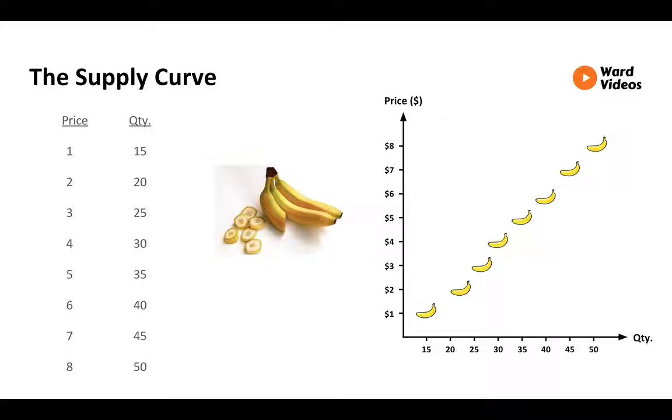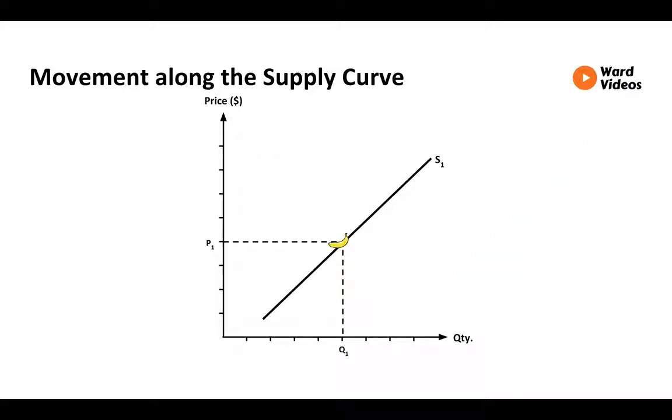We can then join the dots, or in this case bananas, and we get a supply curve. Let's call it S1, meaning supply curve 1. S1 is an upward sloping curve, which reflects the law of supply. As price of a good or service increases, firms are willing and able to supply more of this product to the market. Why? Because firms can make more money at higher prices.